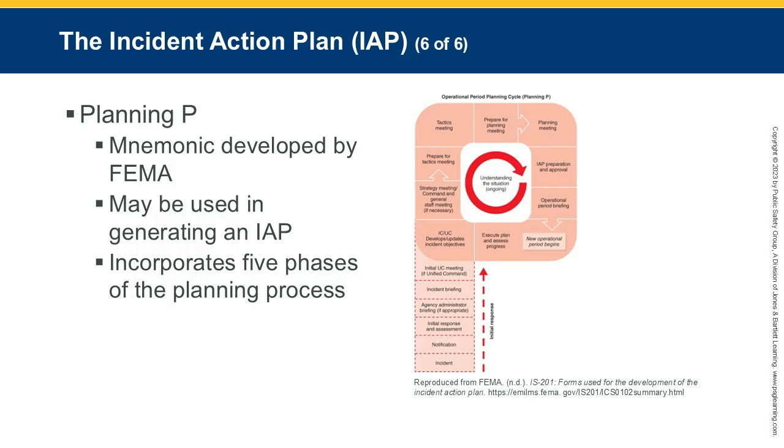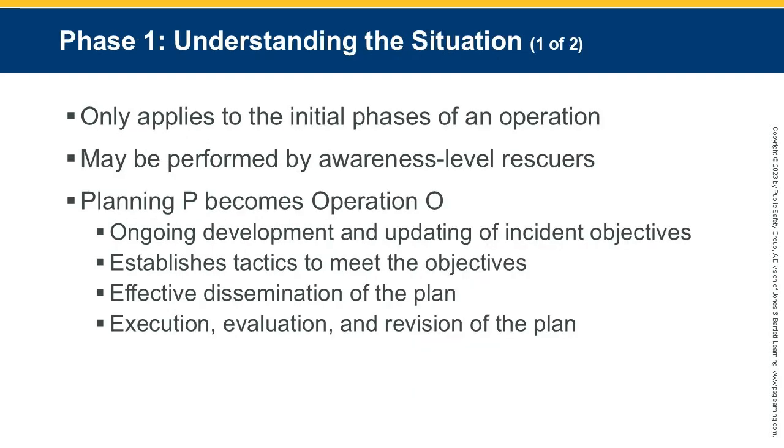Think of it this way. Planning P is like a pre-flight checklist for a helicopter rescue. Skip a step, and it might just be a rope and a knot rather than a patient in a basket. At the start of any rope rescue, your first priority is to understand the situation. This phase applies mostly to the initial stages, but even as an operations-level rescuer, your situational awareness is critical.